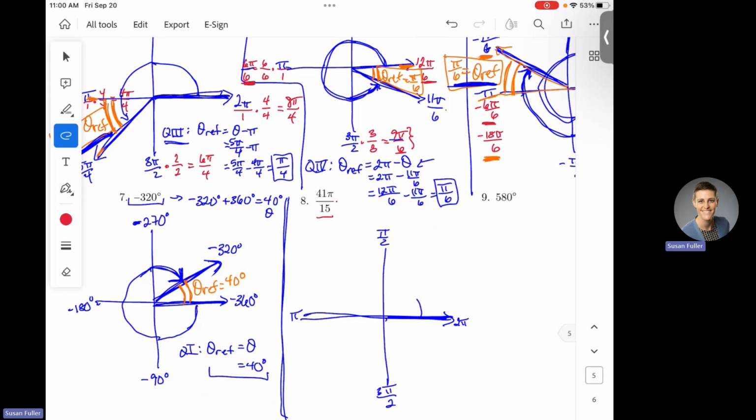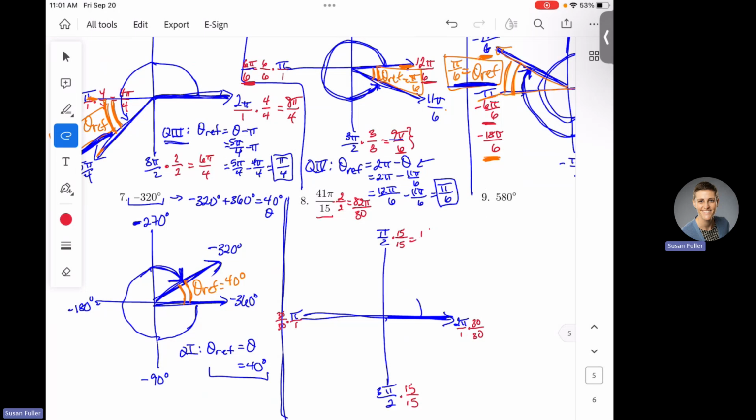So I'm going to have to multiply this one by 2 over 2. I'm going to multiply this one by 15 over 15. I'm going to multiply this one by 30 over 30. I'll multiply this one by 15 over 15. And I'll multiply this one by 30 over 30 so that I can get to my common denominator of 30. So when I multiply this one out, I get that my original angle is 82 pi over 30. So I need to rotate to 82 pi over 30s.